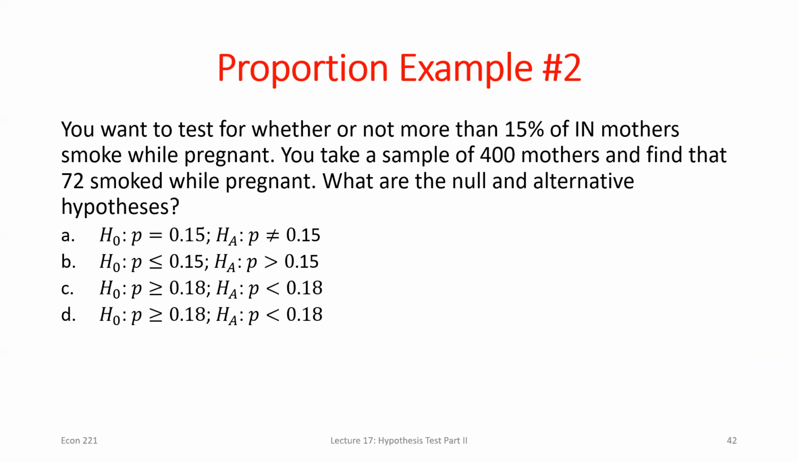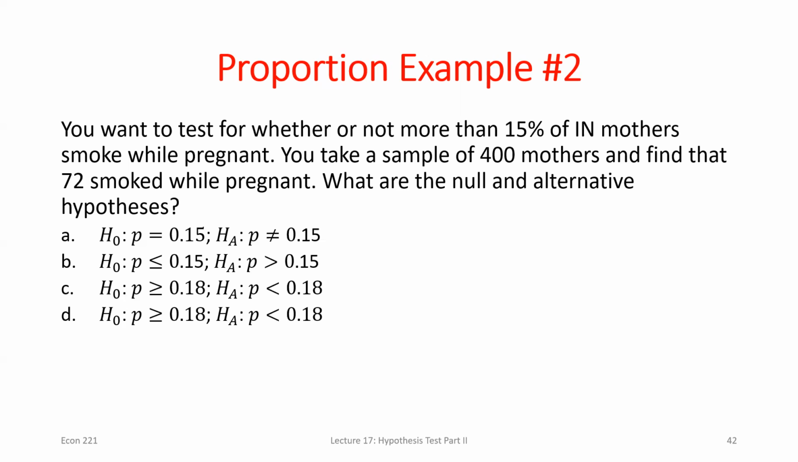greater than 0.15. Okay. So what would my null and alternative hypotheses be here? If I want to test whether more than 15% of Indiana mothers smoke while pregnant, your alternative would be that the proportion is greater than 0.15, right? Then my null would be the opposite, that it's less than or equal to 0.15.